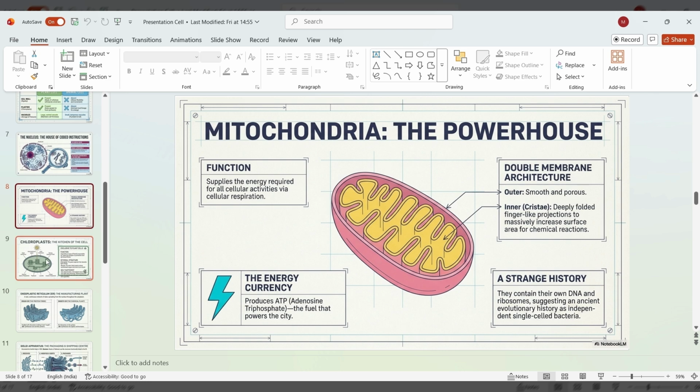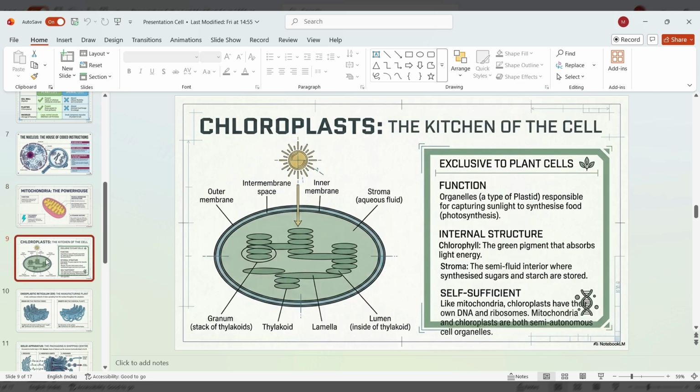Okay, now come to the next slide, that is of the chloroplast, the kitchen of the cell. Again, this is a double membranous structure responsible for the process of photosynthesis. And you can see these disc-like structures present in the chloroplast. These disc-like structures are called thylakoids. Thylakoids contain the green color pigment called chlorophyll, responsible for the absorption of sunlight for the process of photosynthesis to take place. The matrix, or the empty space, is called stroma.